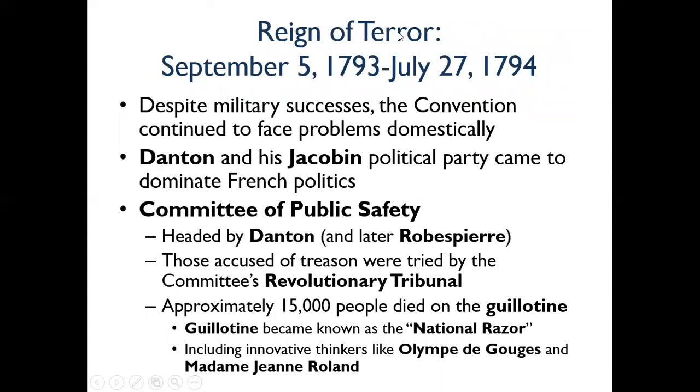Reign of Terror, September 5, 1793 to July 27, 1794. This is also there in your textbook. Despite military successes, the convention continued to face problems. Why? Danton and the Jacobin political party came to dominate French politics. The Committee of Public Safety, headed by Danton, tried those accused of treason through the committee's revolutionary tribunal. Approximately 15,000 people died on the guillotine. The guillotine became known as the national razor, and victims included prominent figures like Olympe de Gouges and Madame Jeanne Roland. So this was the reign of terror.